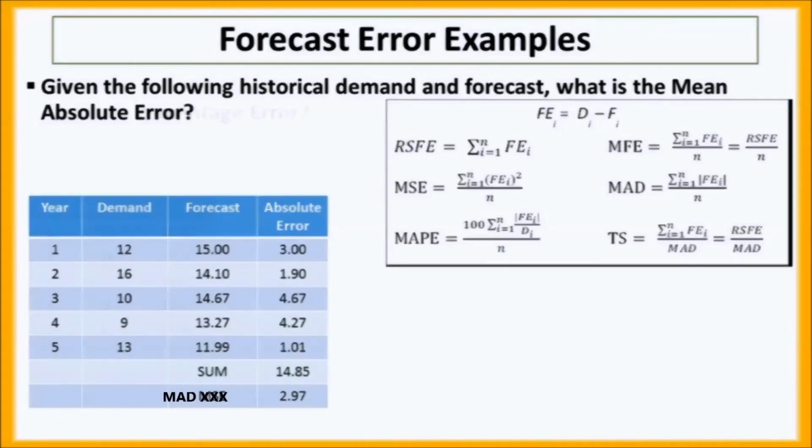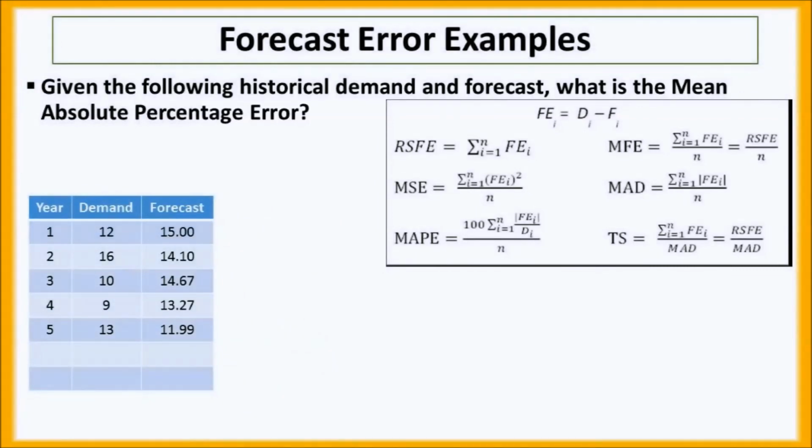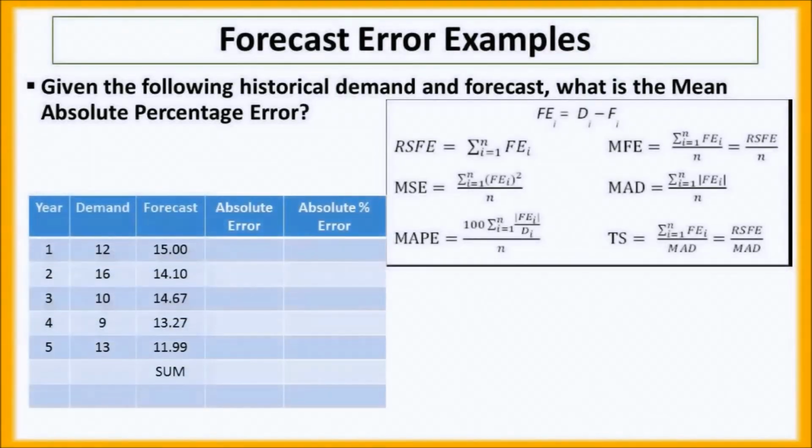All right, here's the next one, the mean absolute percentage error. See if you can set up the table for this problem. For most of you, for this problem, you're actually going to need two columns. One to calculate the absolute error, and the next one to calculate the percentage absolute error. And the percentage absolute error is listed there in the formula. It is the absolute value of the forecast error divided by the demand.